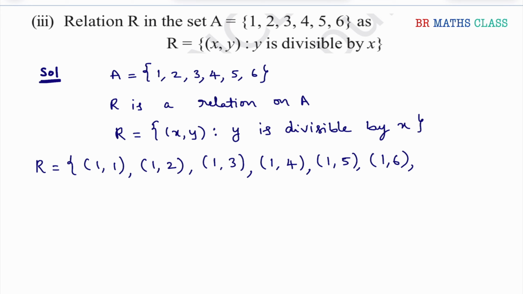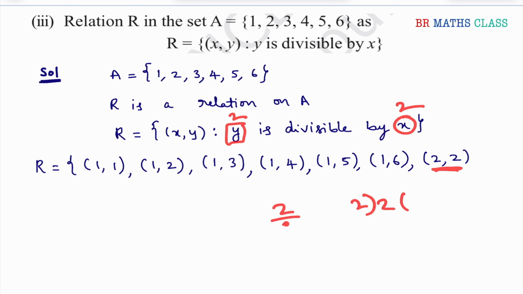Next, after 2 comma 1, what element will be there in A cross A? That is 2 comma 2. 2 comma 2 is there in A cross A. Now we will check whether 2 comma 2 satisfies this condition or not. In place of y, 2, and in place of x also 2, right? Is 2 divisible by 2? Yes, 2 is divisible by 2. 2 by 2 is 1. It is an integer, right? Yes, 2 comma 2 belongs to this relation. Now like that you need to check every element in A cross A.